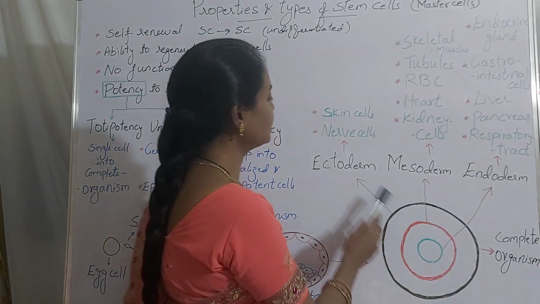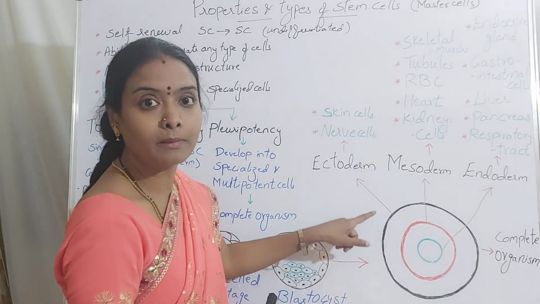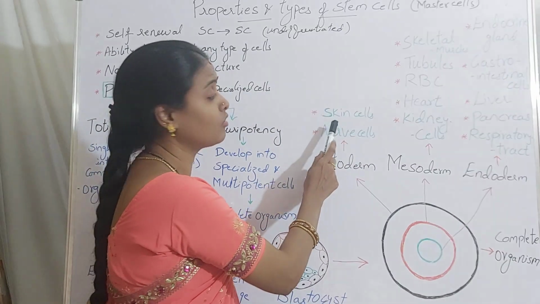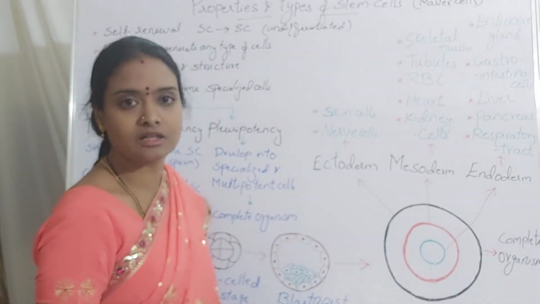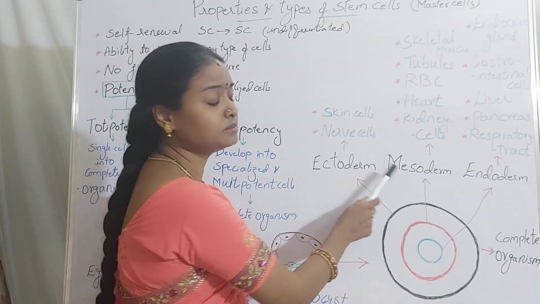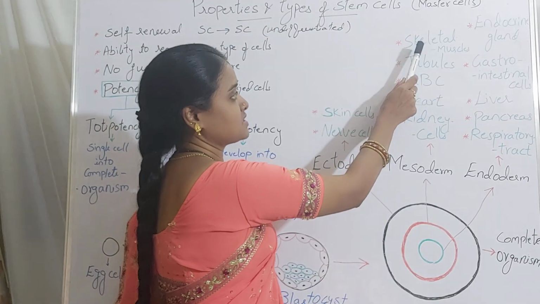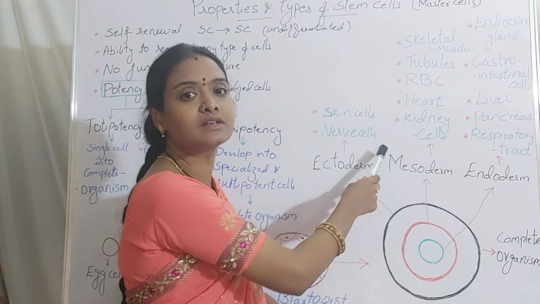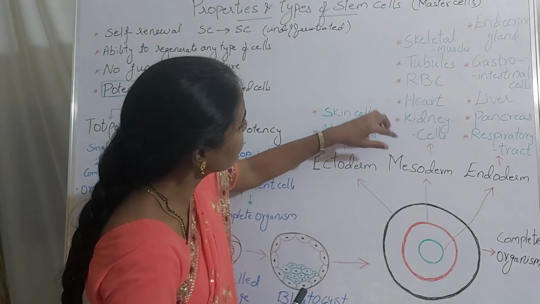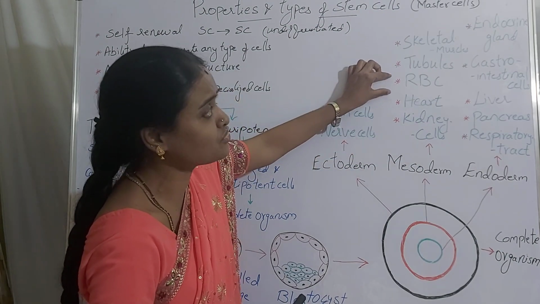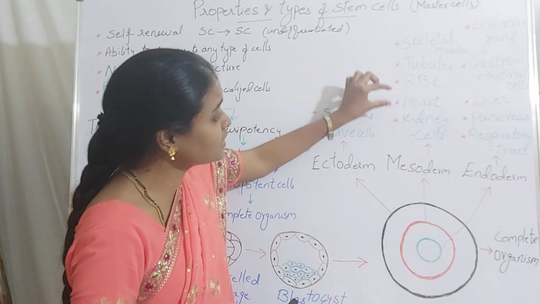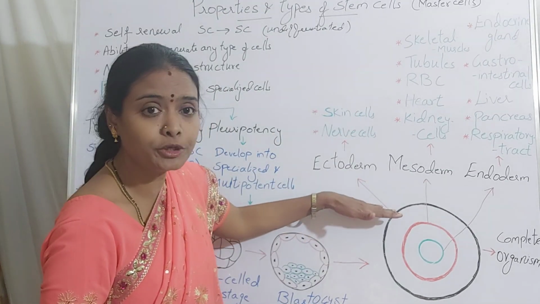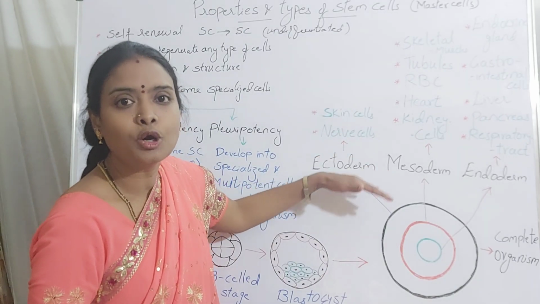Right? So if you see the ectoderm, it mainly results in the formation of your skin cells and the nerve cells. Whereas the mesoderm gives skeletal muscles, tubules, RBCs, heart and kidney cells. So here you can see they are able to produce the cells and also the complete organ. That means here the cells have pluripotency. From here they attain multipotency.